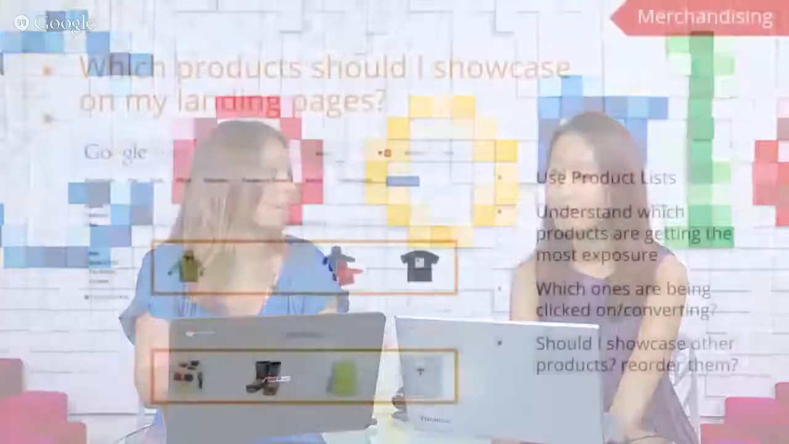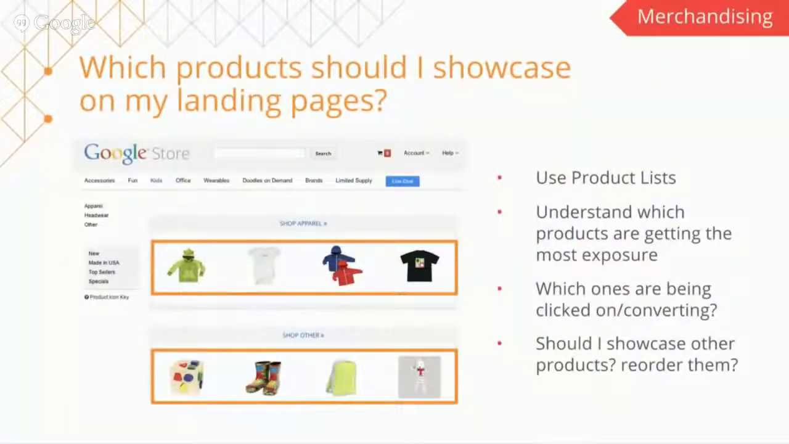Absolutely. So optimizing, especially landing pages, is something that's near and dear to my heart. So using this information can really help you understand where you should maybe put some of those different, in this case, pieces of apparel on your website, which performs best where. You can use product lists and understand which products are getting more exposure through the Enhanced E-commerce reports. Also, you can look at things like which ones are getting more clicks and converted.